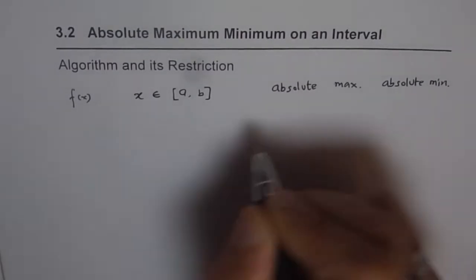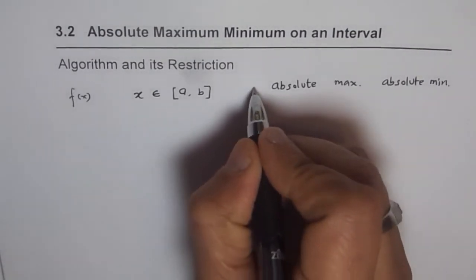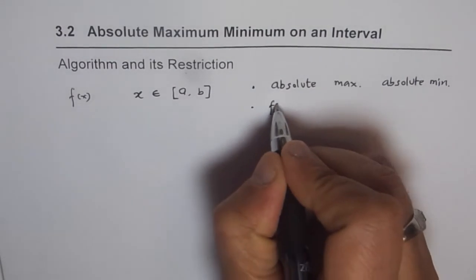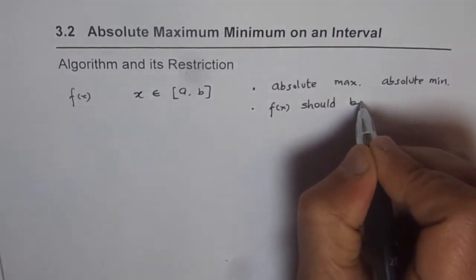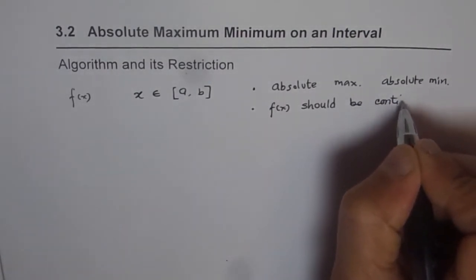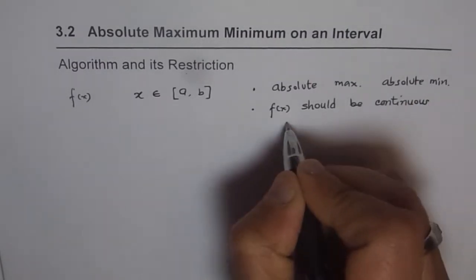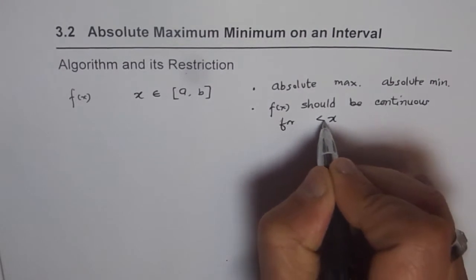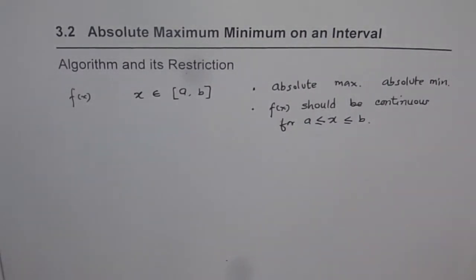The only condition here is that the function should be continuous within the domain, and the restriction, I should say, is f of x should be continuous within, for x greater than or equal to a and less than or equal to b. That is the restriction which we should follow, right?